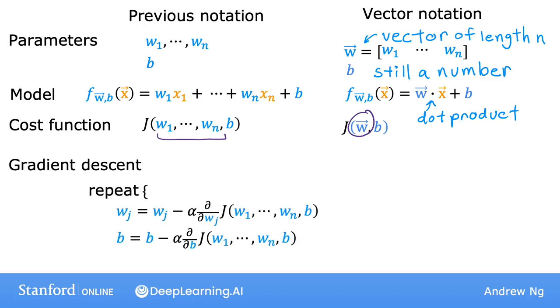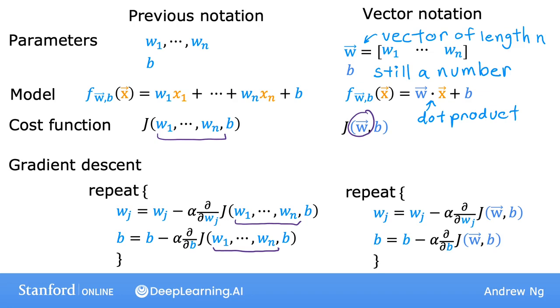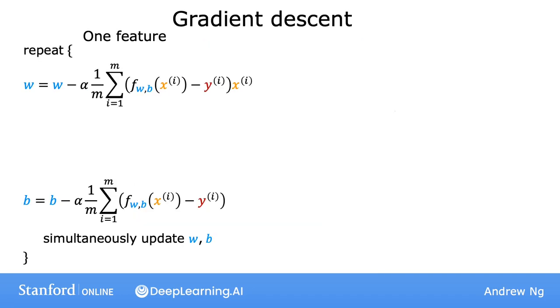Here's what gradient descent looks like. We're going to repeatedly update each parameter wj to be wj minus alpha times the derivative of the cost J, where J has parameters w1 through wn and b. And once again, we just write this as J of vector w and number b. Let's see what this will look like when you implement gradient descent. And in particular, let's take a look at the derivative term. We'll see that gradient descent becomes just a little bit different with multiple features compared to just one feature.